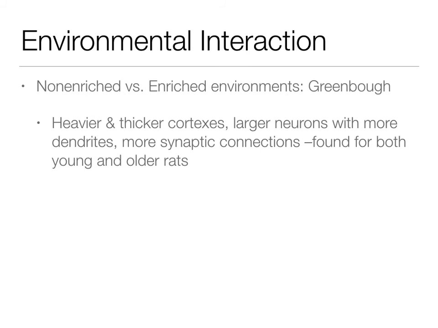And they sacrificed these animals and looked at their brains. And what they found is that the rats that had the enriched environments had heavier and thicker cortexes, they had larger neurons, and they had more dendrites, which meant more connections. And this was found for both young and old rats.